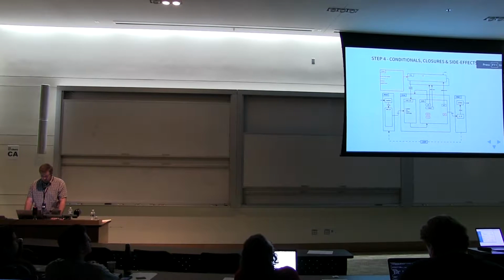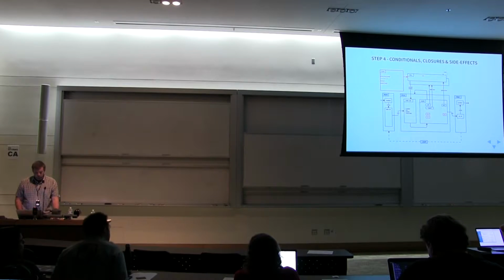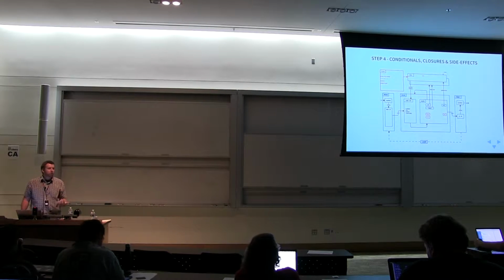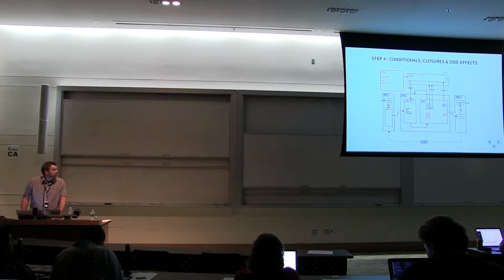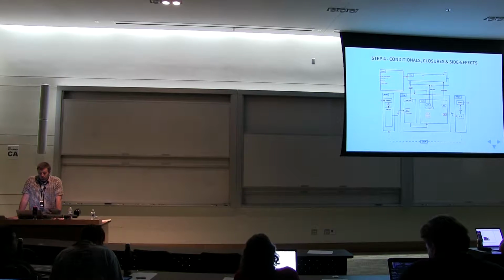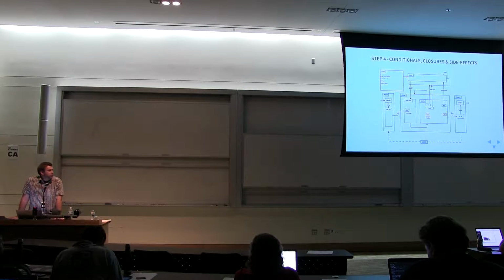Alrighty, let's talk about step 4. This is where things really start to get interesting. Not harder to implement, so to speak, but after step 4 we're beginning to have a real Lisp language as a result. What we're going to add in step 4 is conditional support and function closures, and also some core functions that do side effects.